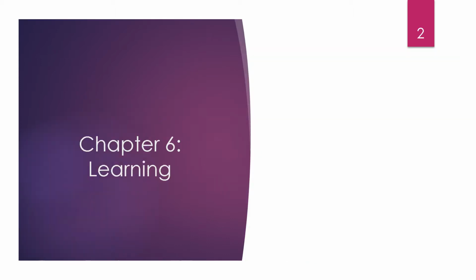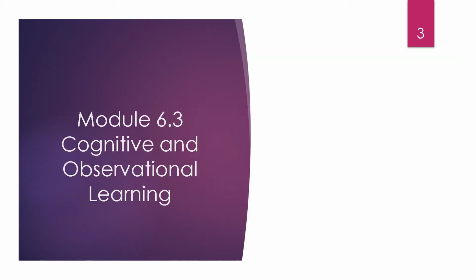So we'll get started. Our third module is on cognitive and observational learning. So we're going to talk about two concepts: one which is latent learning, and the other which is observational learning, and we'll just discuss them very briefly and give a few examples, and then we'll be done with this section.